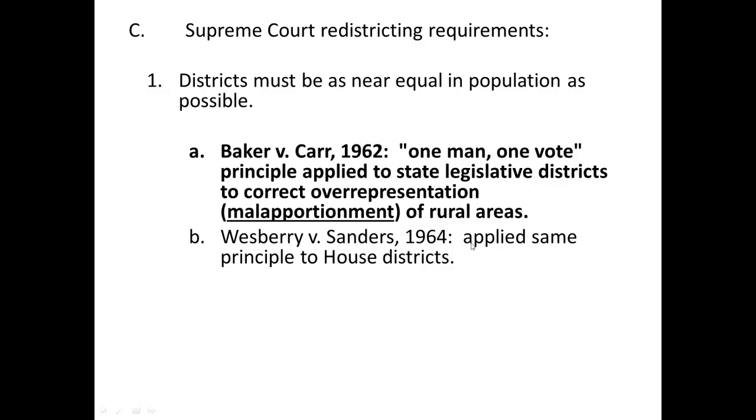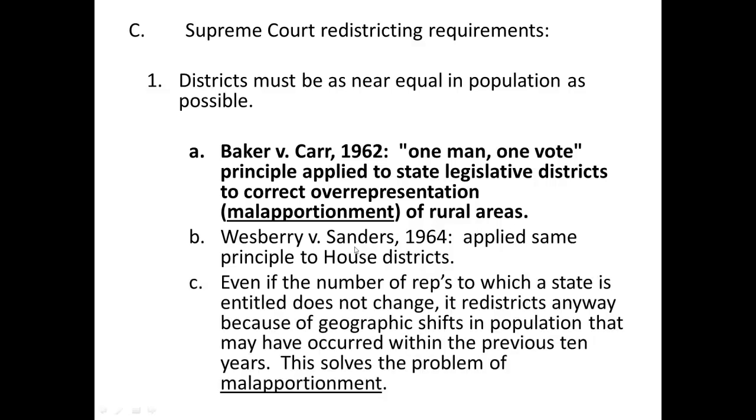Westbury versus Sanders applied the same principle to the House. So this is state legislative, but that's the bold one, appeared on a test at some point. And then this one is federal House. Even if the number of reps to which a state is entitled does not change, it redistricts anyway, because, as I said, if people move from Riverside to Orange County, they're not leaving the state, but Orange County might get a whole bunch of newer people, and we'll need to redraw the lines and swoop in and grab some of Orange County, because we do not want to have malapportionment, which is bad. Mal is bad. Bad apportionment. We need to make sure that the numbers are pretty balanced.